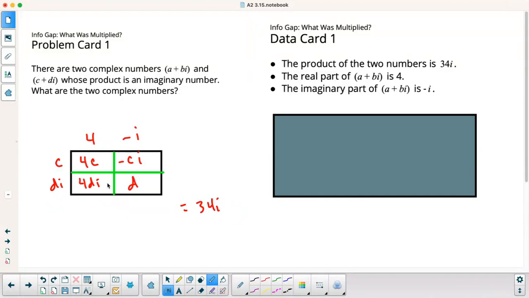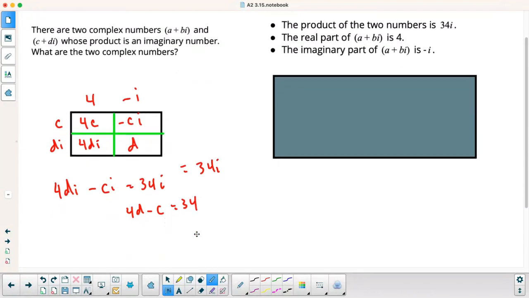We know that these have to add up to 34i. So let's start thinking here. 4di minus ci equals 34i. So maybe I can make an equation here because they both have the i's. Couldn't I just say 4d minus c equals 34? Would that work? Because I don't really need the i's.